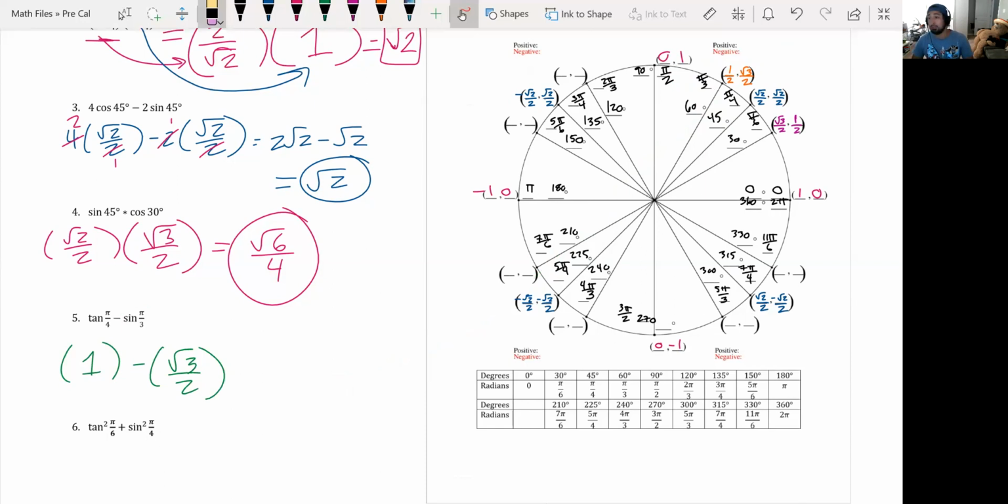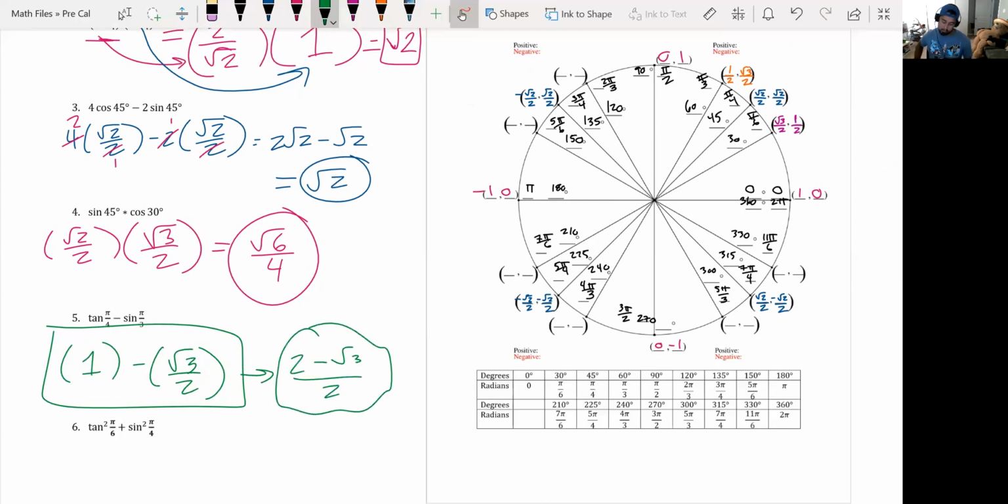Okay, and then there's not much you can do, because that's actually an answer to me, but my math lab might make you put it together as a fraction, which is not bad. You just put 1 over 1, get a common denominator of 2, and your answer is 2 minus square root 3 over 2. That's what that becomes.